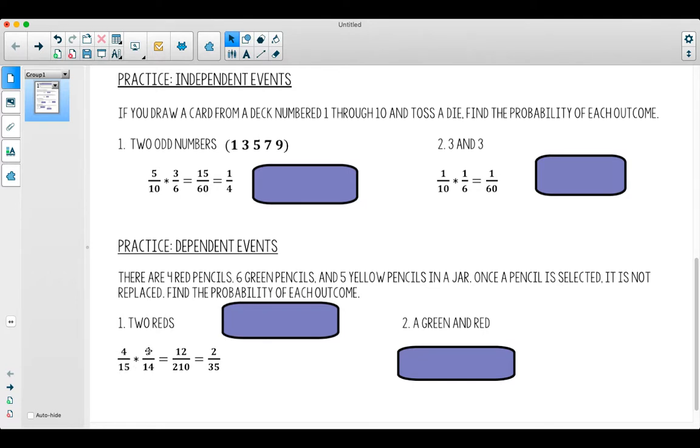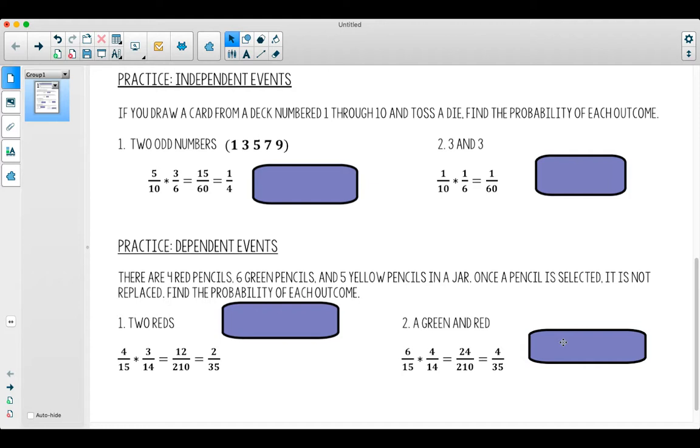Here, what's the probability of getting a green and then a red? The probability of getting a green is 6 over 15 because there's 15 pencils. But now I'm not replacing it, so now there's only 14 pencils. How many reds? 4. Multiply them together, 24 over 210, and that simplifies down to 4 over 35.